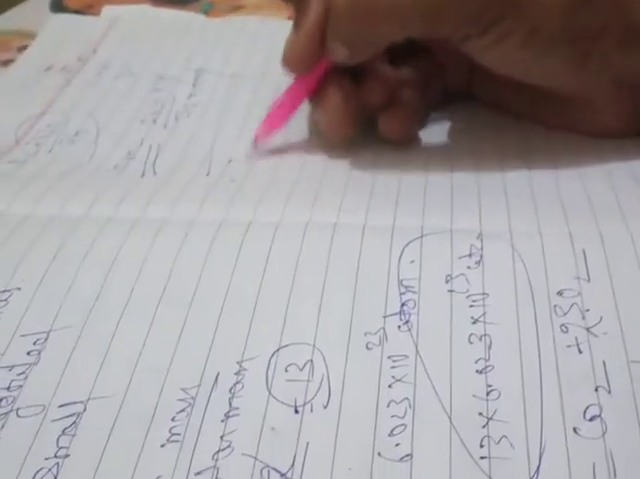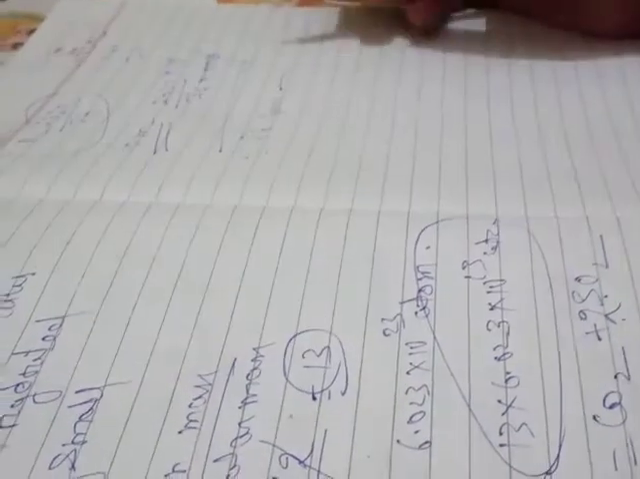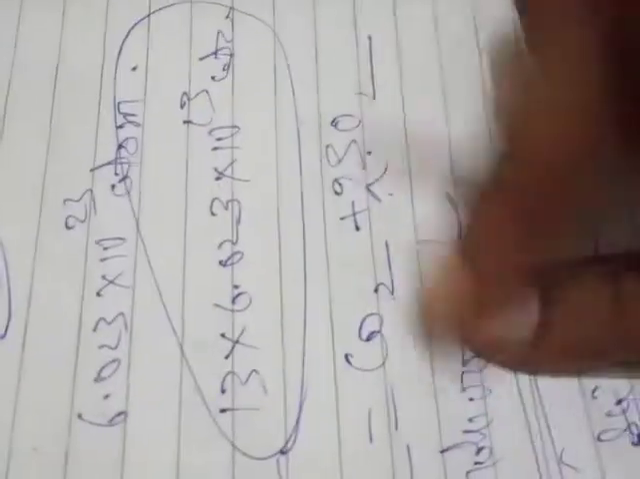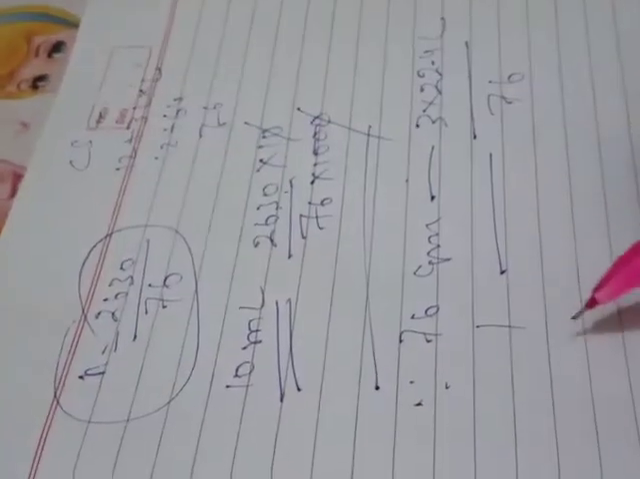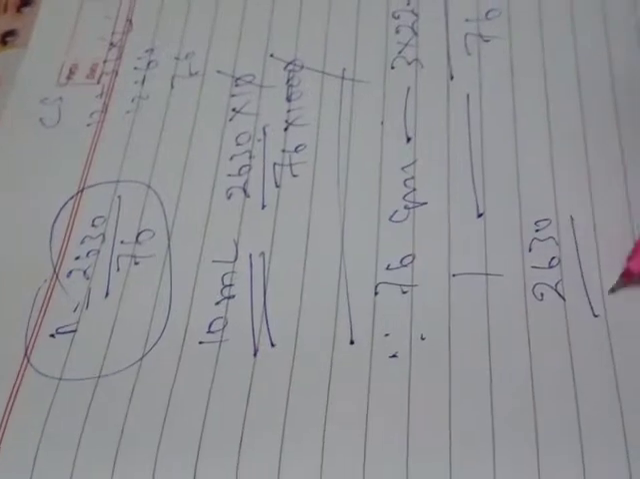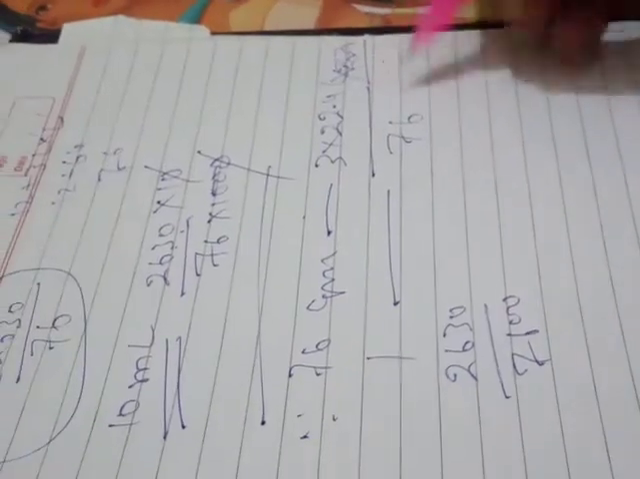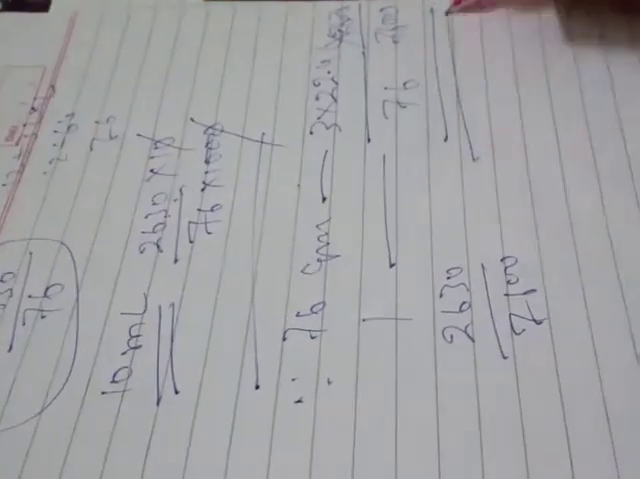So here we should use the relations. 76 grams will produce how much gas? If you are talking about carbon dioxide and sulfur dioxide together, the volume will be 3 into 22.4 liter. That is the volume here. So 1 gram will produce that divided by 76, and for this much quantity, 2630 divided by 7600, we have to multiply it by this quantity. Whatever answer comes, that will be your answer.